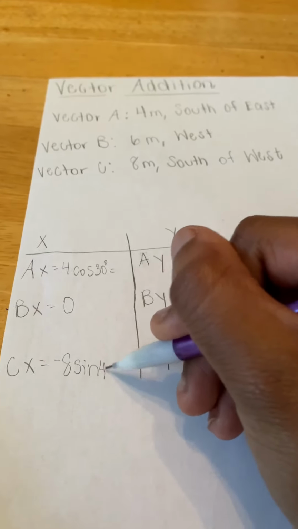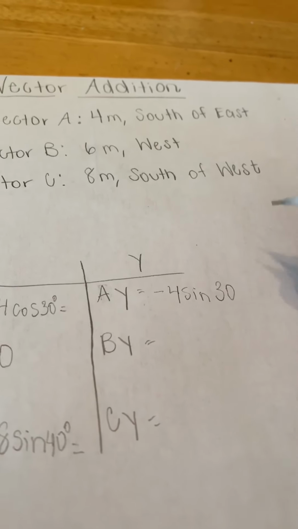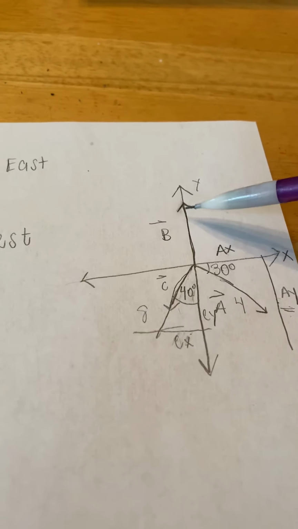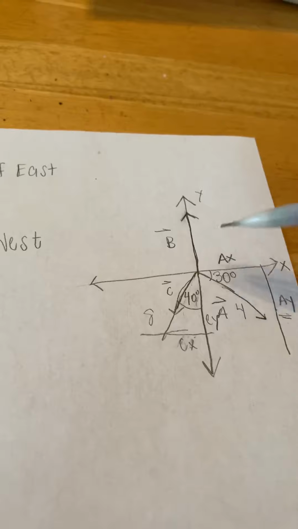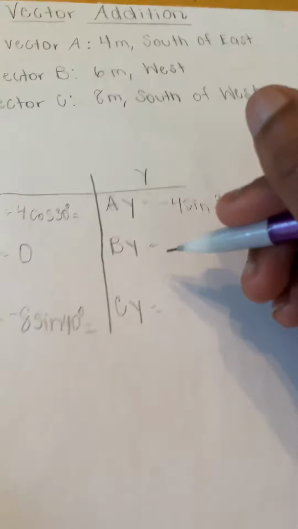So for AY, you look at this angle right here, and this is the hypotenuse, and since it's across, it's opposite. And since it's going downwards, it's negative. So it will be negative 4. So it's going across, so it'll be sine of 30. And for B, since the length is going upwards like this, it's 6, and it will be positive, because it matches up here. So it'll be 6.